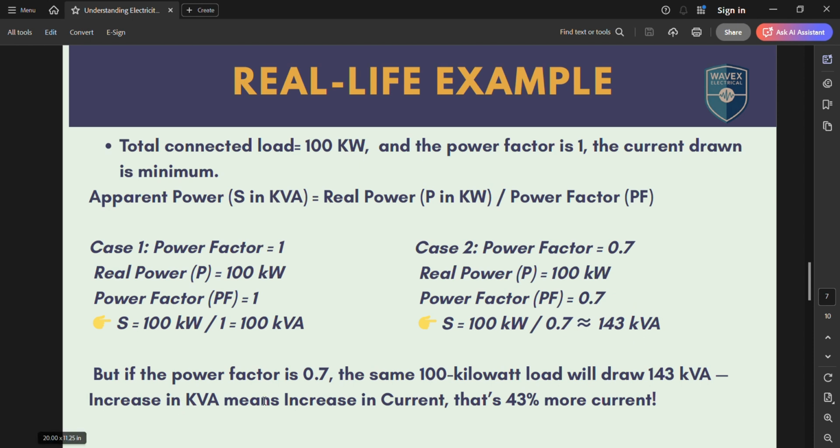So if the power factor is 0.7, the same 100 kilowatt load will draw 143 kVA, which increases kVA, meaning an increase in current. When the kVA increases, obviously the current also increases. This is directly proportional. So 143 kVA it will take from the system, and the current also will increase. That is 43% more current, so your energy bills also will increase.